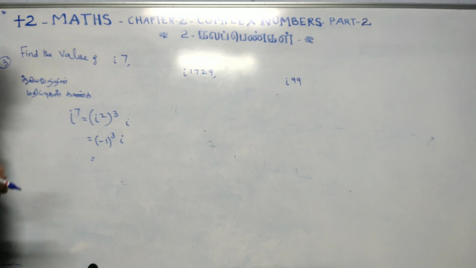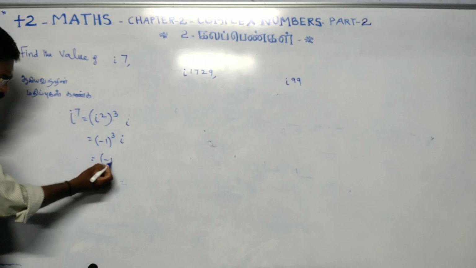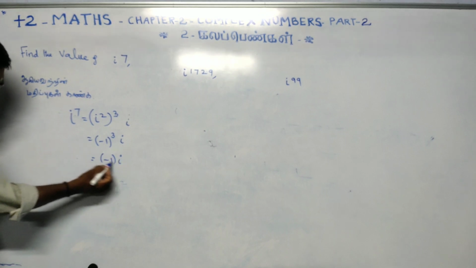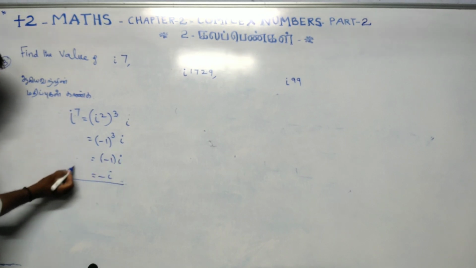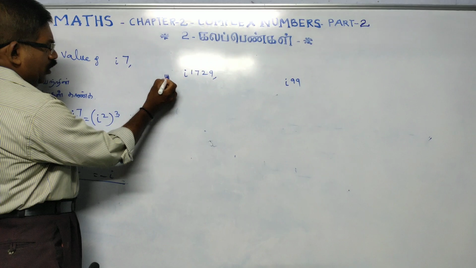When minus 1 has an odd power, the value is minus 1 into i. So that is minus i. The value of i power 7 is minus i. Clear? Next one.